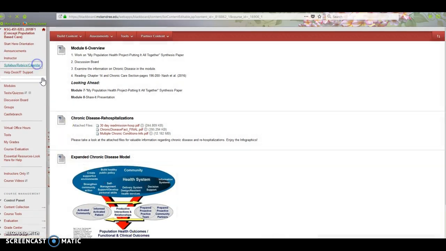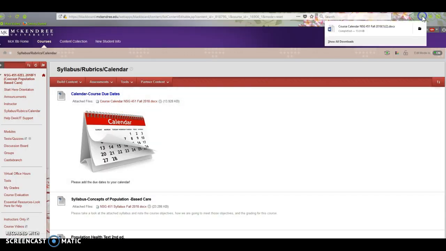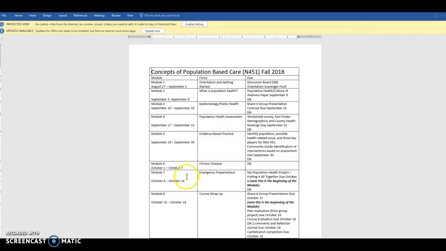So if we go into the calendar, let's take a look at some due dates that are coming up. If we come down here to module 6, we are talking about chronic disease. The only thing that's due here in module 6 is the discussion board. For next week in module 7, we're doing emergency preparedness. You're going to be submitting the My Population Health project, putting it all together. That's actually due at the beginning of module 7, so October 8th is when that is due.